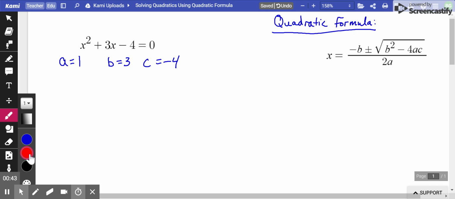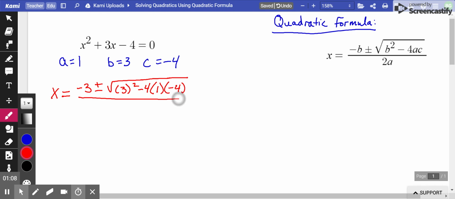After you determine a, b, and c, all you have to do is substitute them in their proper locations in the quadratic formula. So you get x equals negative b, our b is 3, so it's going to be negative 3, plus or minus the square root of 3 squared minus 4 times a, which is 1, times c, which is negative 4, all over 2 times a, which again is 1.